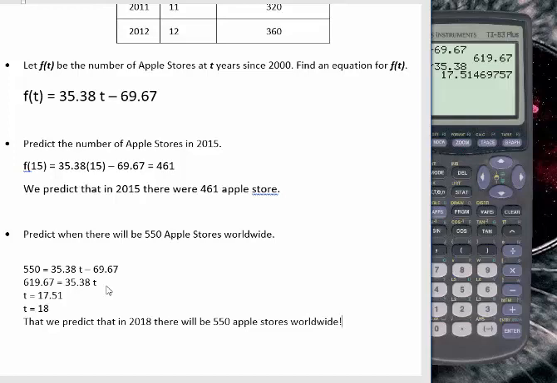All right, I hope this helps you solve your journal assignment. Using your graphing calculator here is pretty straightforward.